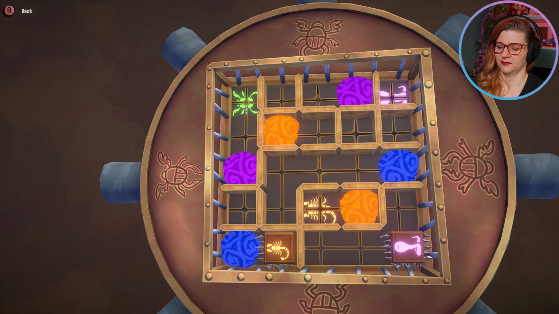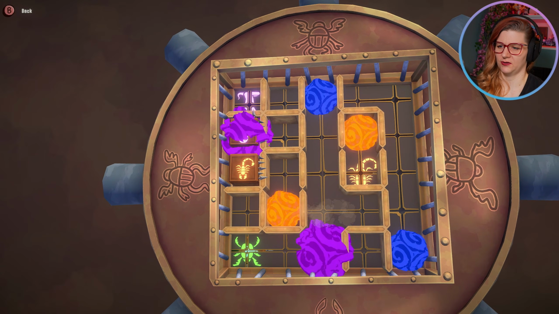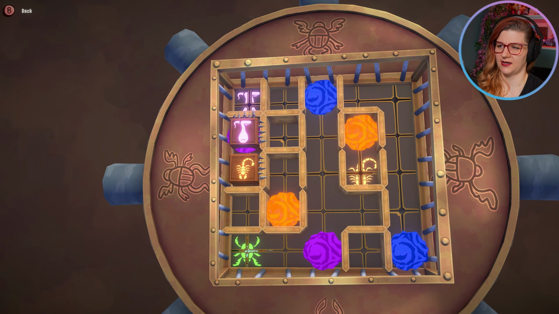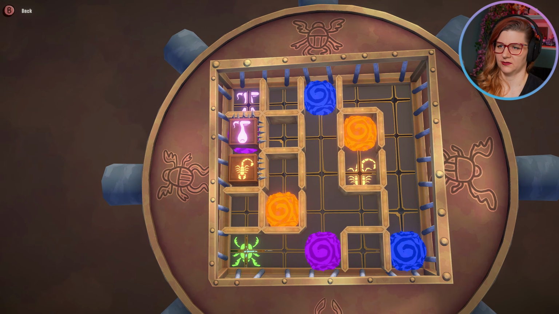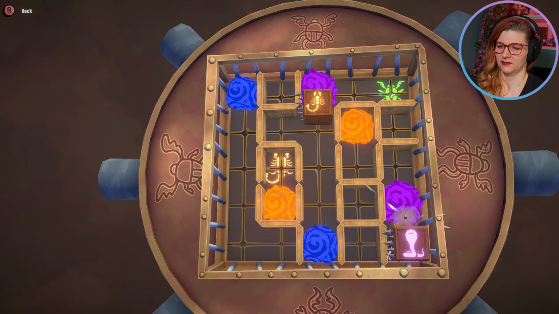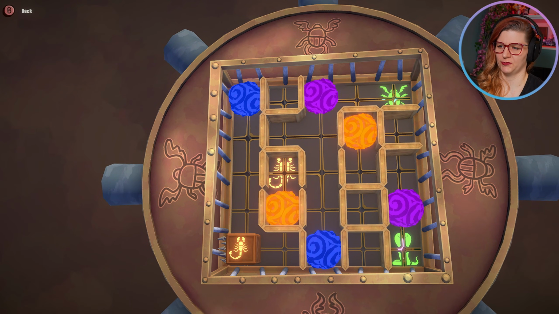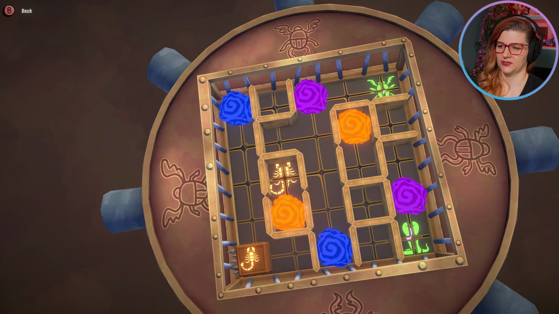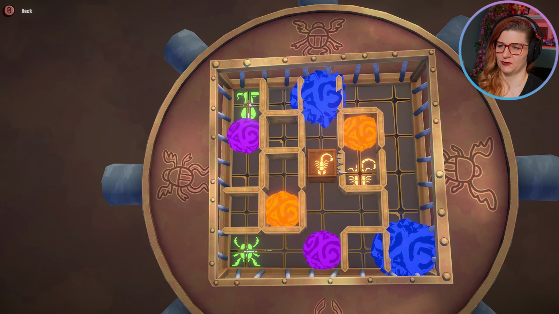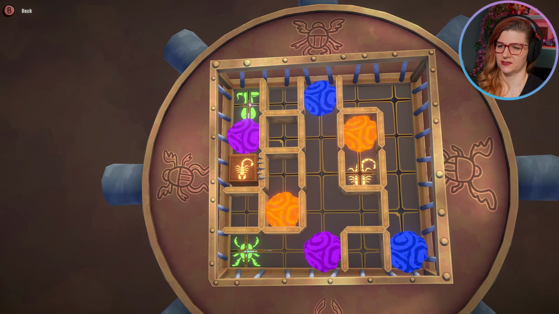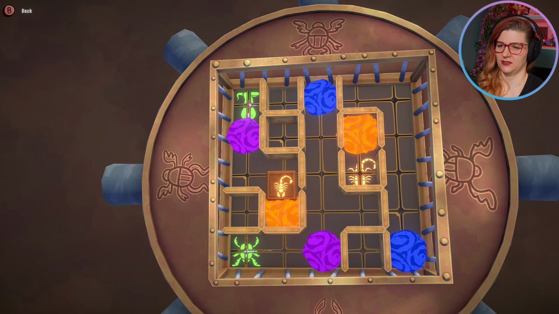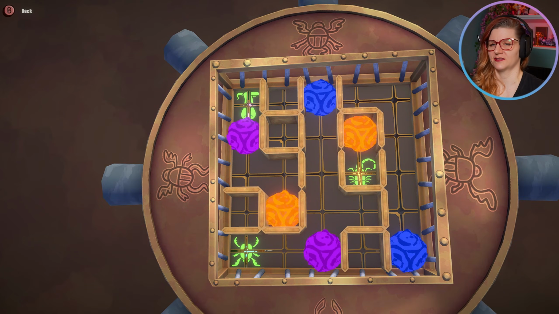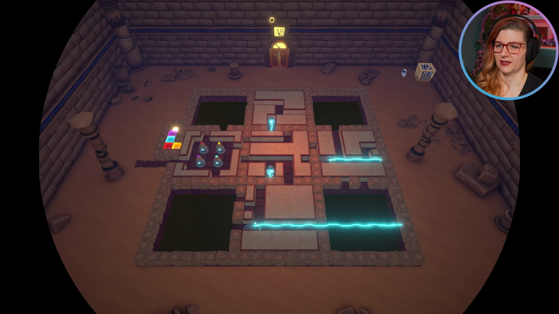And the Scorpion needs to go in the orange. Okay, so now... No, I think the other way. I think if we go through here, yes, the Cobra will do it. And now it's just that the Scorpion needs to go through a bunch of teleporters. Break through into here. And go for the orange. There we go. Oof.